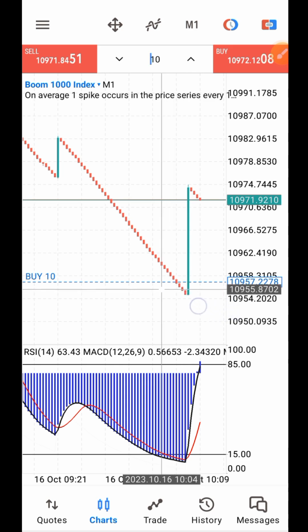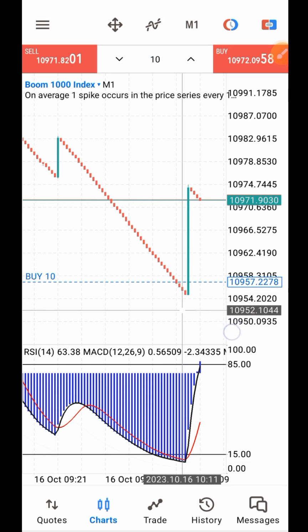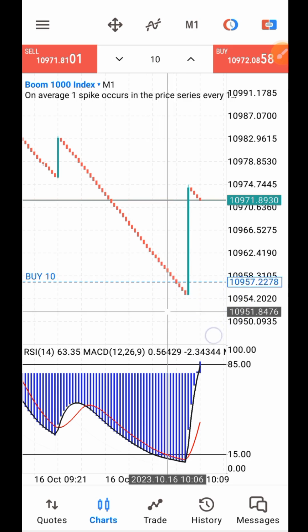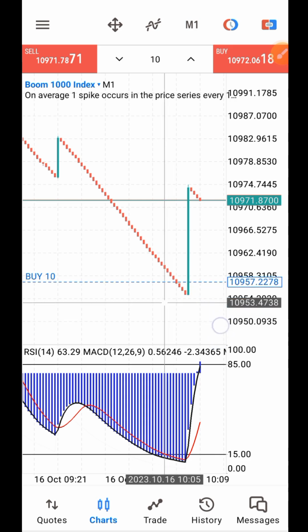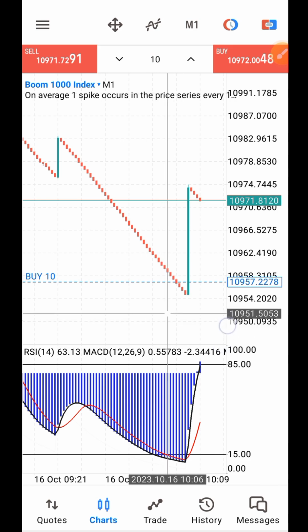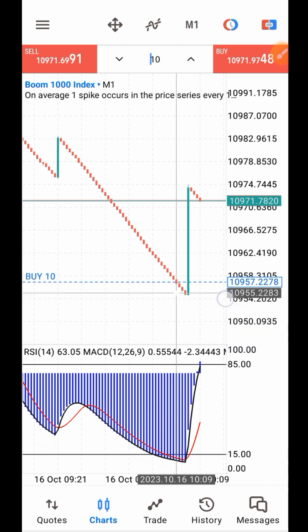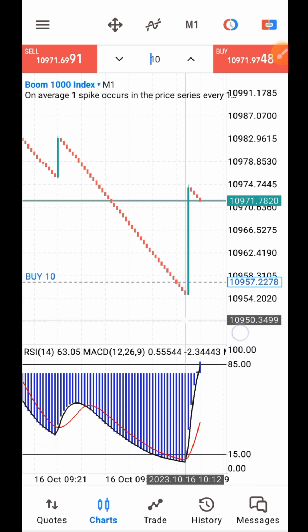You understand? So if you enter here, I will advise you, if you put on the buy and the candle moves beyond 6 candles, if 6 candles print after your entry, just close the trade. That is the stop loss. But I entered from here and 4 candles printed, and after the fifth candle, the spike happened with this fifth candle.